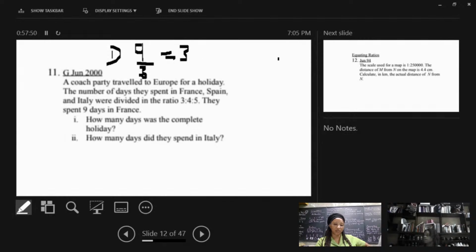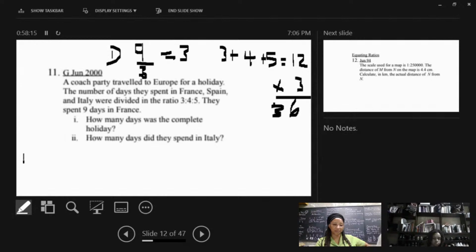All right, so how many was a complete holiday? That would be 3 plus 4 plus 5 multiplied by 3. So 3 plus 4 plus 5 give 12. All right, I will multiply by the unit value. So that's 36 days. All right, so 36 days in all.